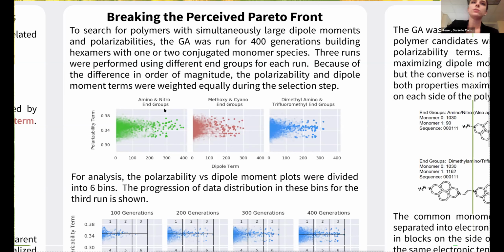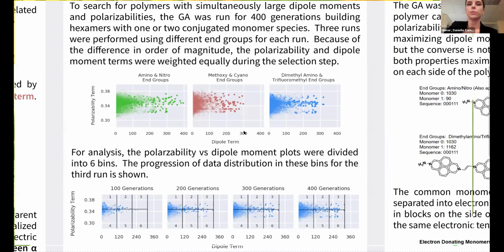Well, you can see what we did do was we managed to break through that perceived Pareto front, at least for these sets of polymers, where we were finding polymers here that had maximized both the polarizability and dipole moment terms. In order to perform analysis, we divided these plots into 6 equally sized bins based on the median polarizability term value and then thirds between the smallest and largest dipole term values.